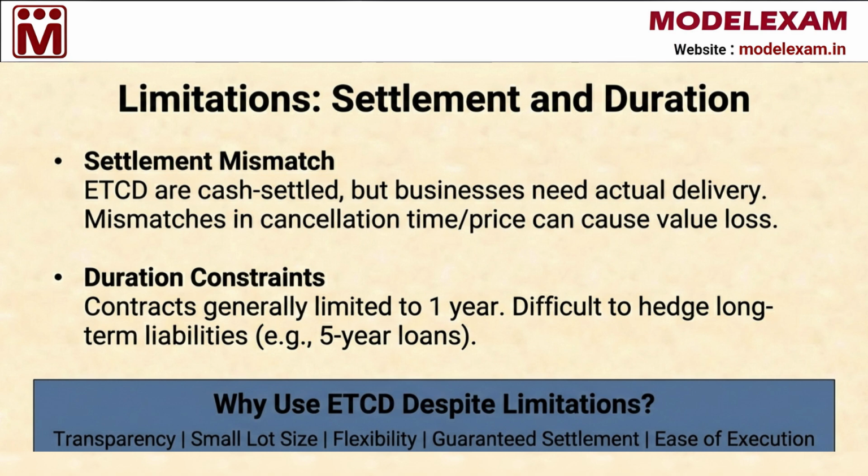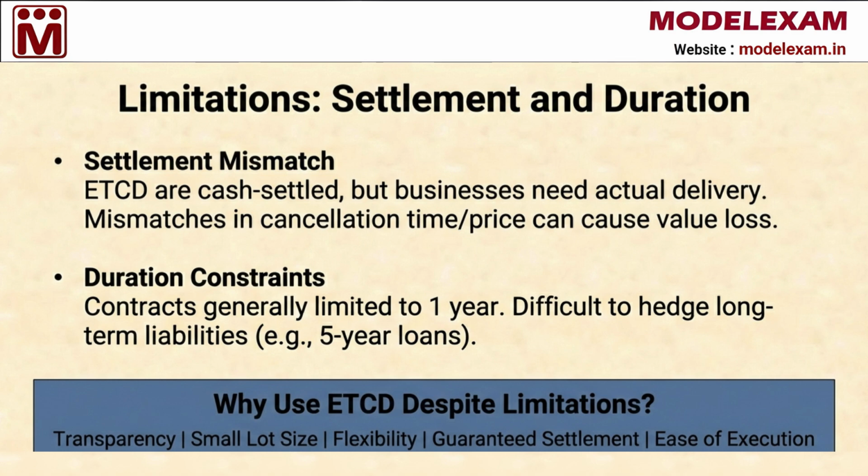Building on those constraints, we must also consider settlement and duration. Exchange traded currency derivatives are cash settled, but many businesses actually need the physical currency delivered to them. This can lead to a loss of value if the timing or price of the cash settlement does not perfectly match the real world transaction. Furthermore, these contracts are usually only available for up to 1 year, making it very difficult for a company to protect a long-term 5-year loan.